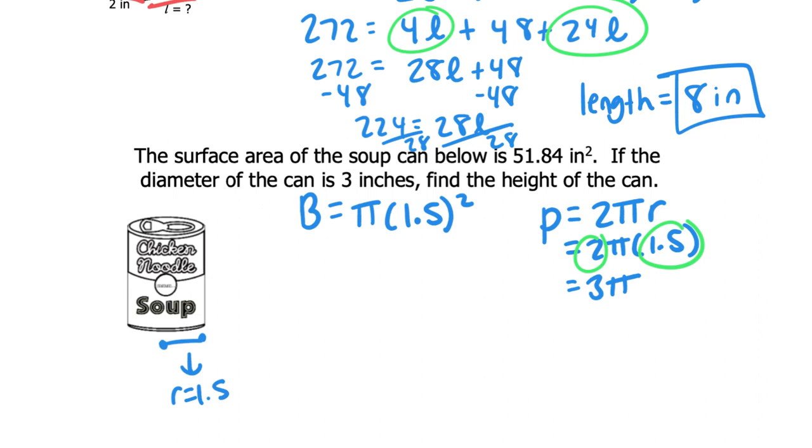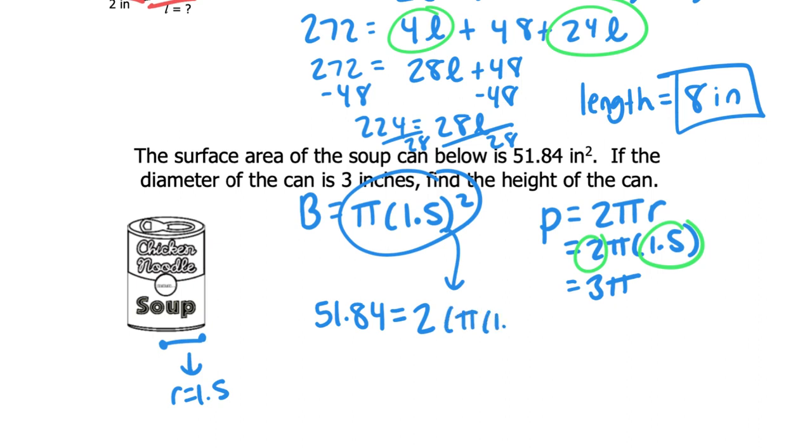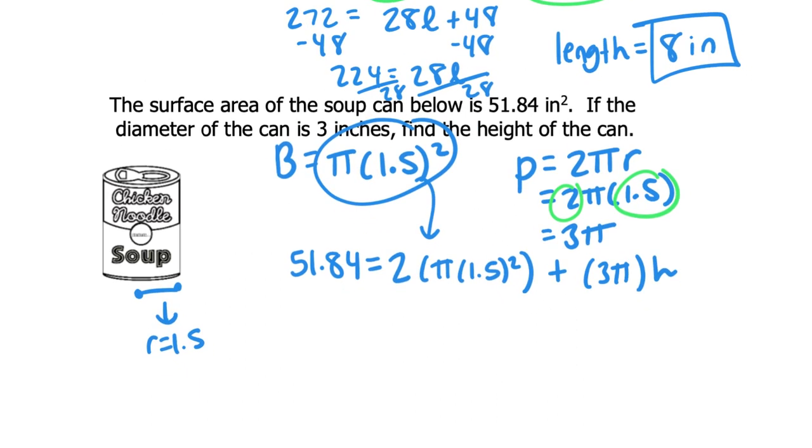So that's your P. So then it tells me the perimeter is 51.84, or the surface area, sorry. It tells me the surface area is 51.84. Plug that into your 2B plus pH. So 2, this is your B, plug that whole thing right there, plus P is the perimeter, and then the height, we don't know. So just put an h there. And then you just need to do algebra to solve that for h.